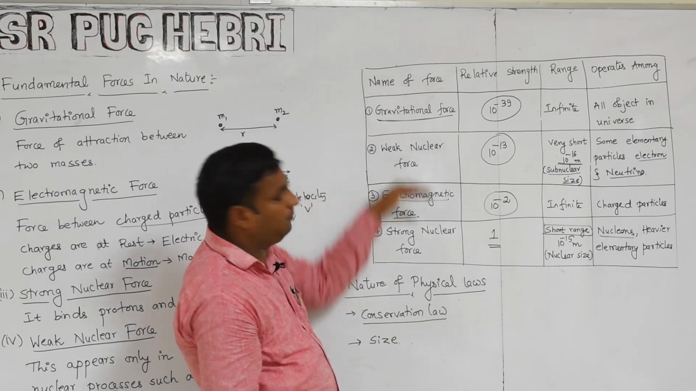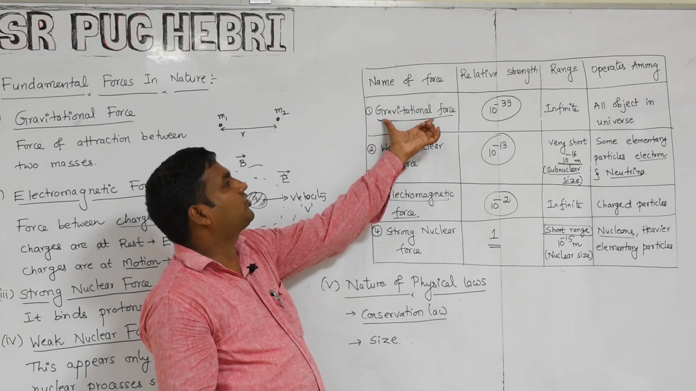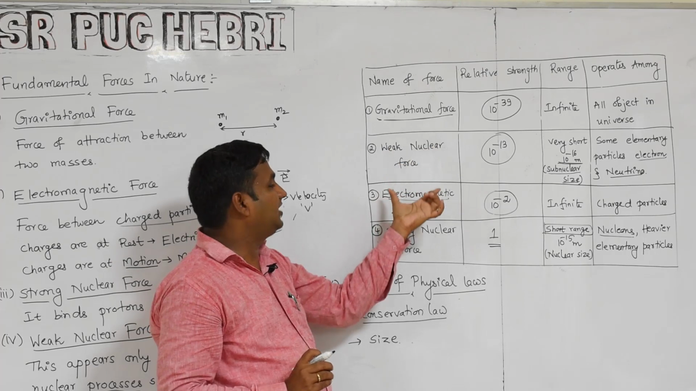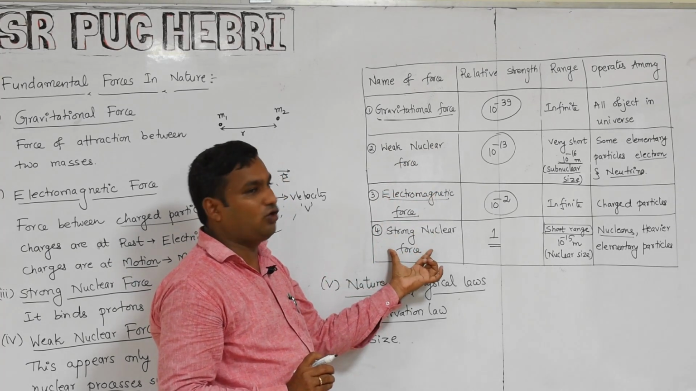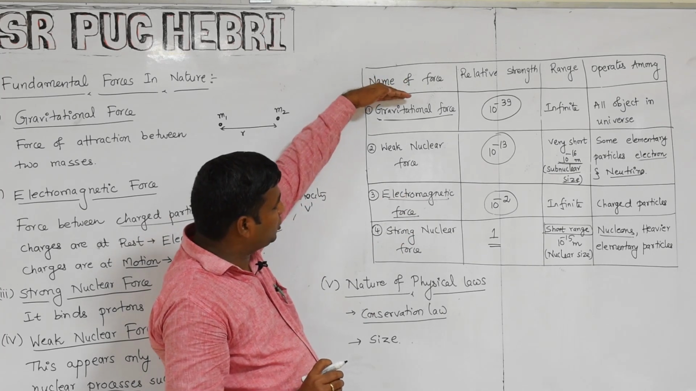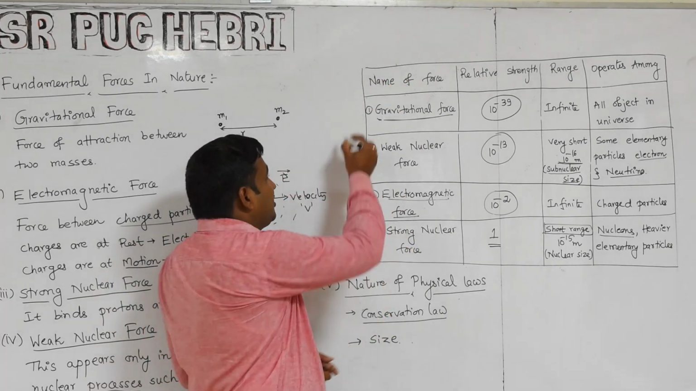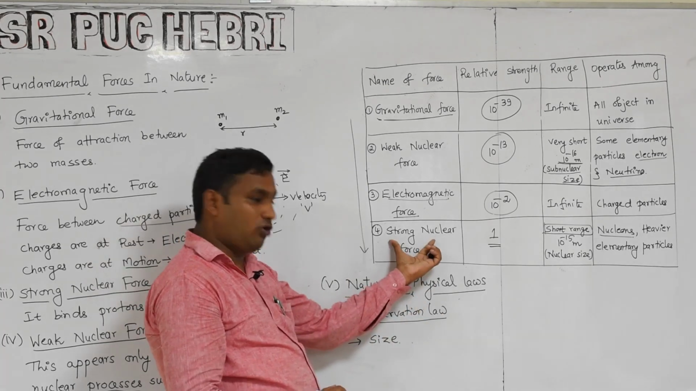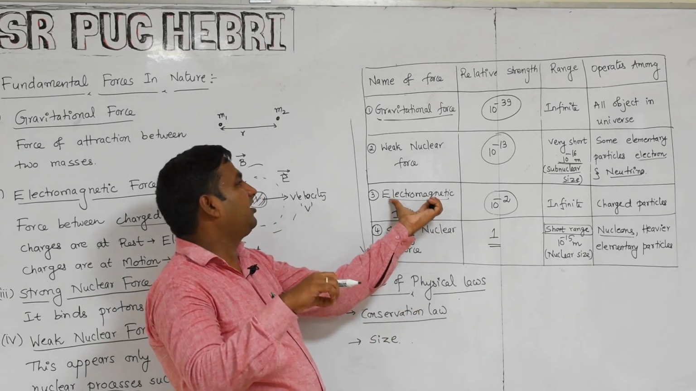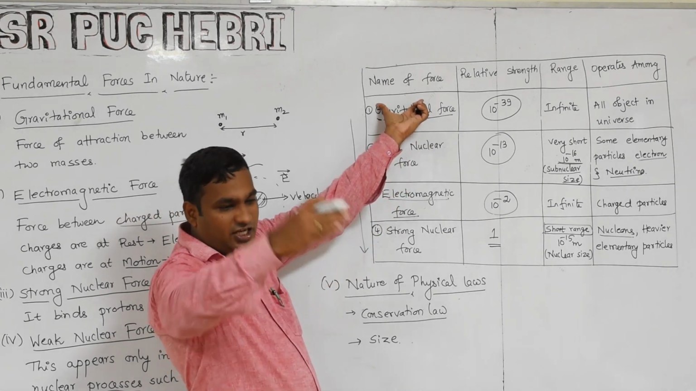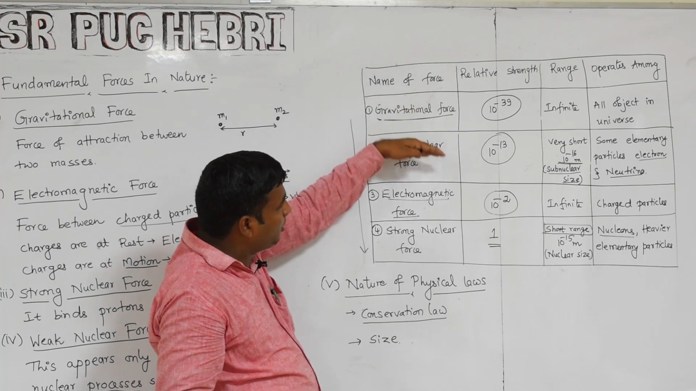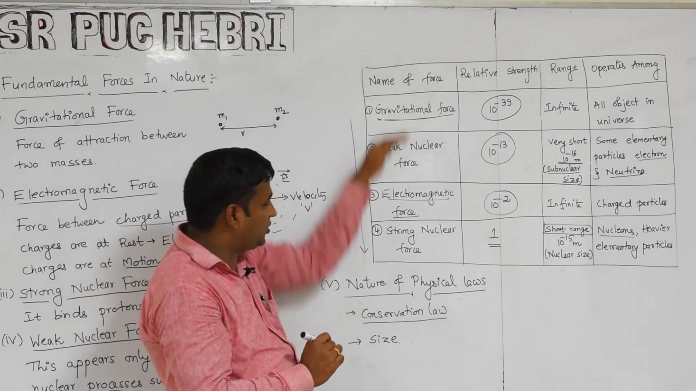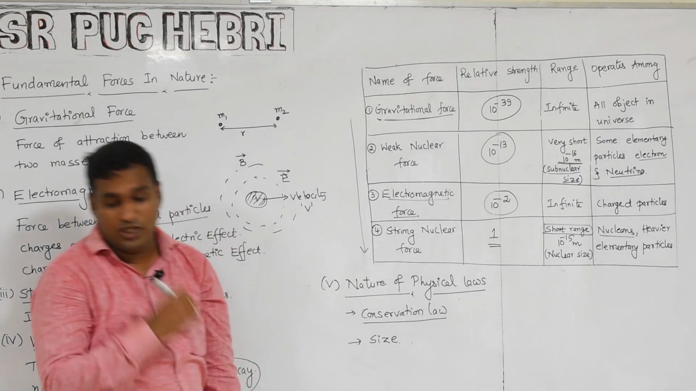By seeing this table, we come to know that gravitational force is the weakest force. After that comes weak nuclear force, after that electromagnetic force, and after that strong nuclear force. From gravitation up to strong nuclear force, the strength is in increasing order. The strongest force is the strong nuclear force. After that come electromagnetic, weak nuclear, and gravitational, in decreasing order; in increasing order it goes from gravitational, weak nuclear, electromagnetic, and strong nuclear. Here gravitation is the weakest force in nature, and strong nuclear force is the strongest force in nature.